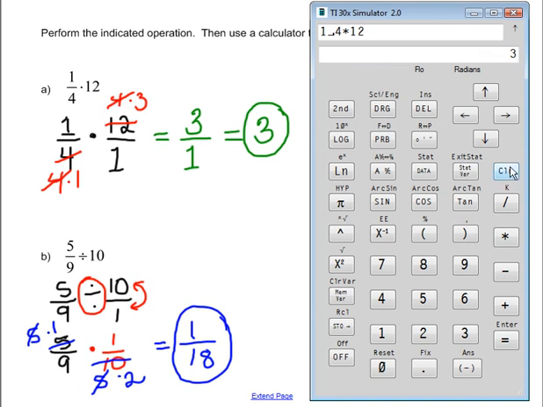Now let's go ahead and do the second one. The second one was 5/9 divided by 10. So 5 fraction key 9. We're going to divide that now by 10, and when we enter, we get 1/18, which is exactly what we came up with when we worked it by hand.